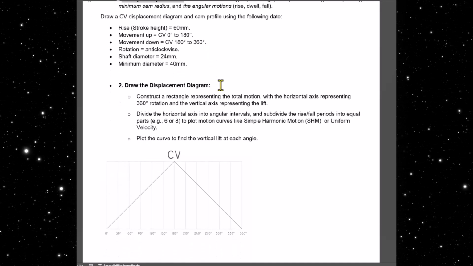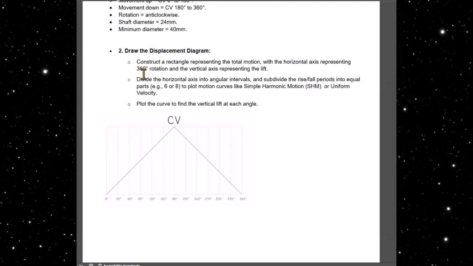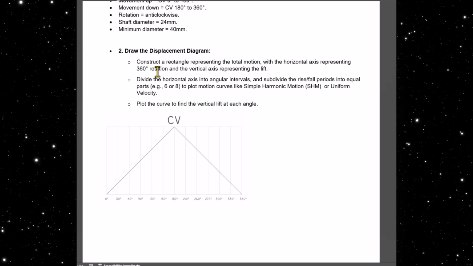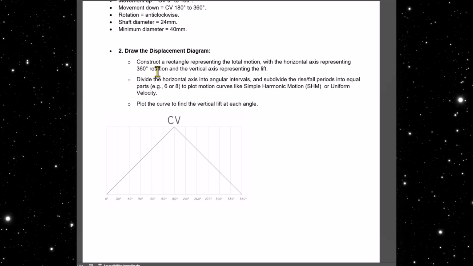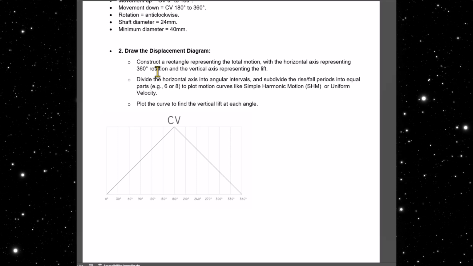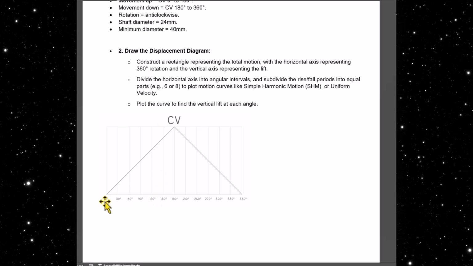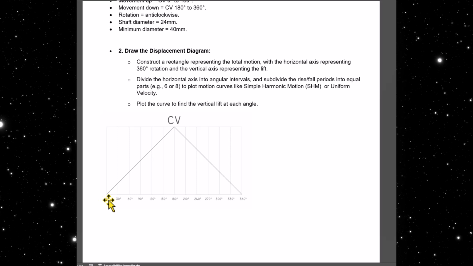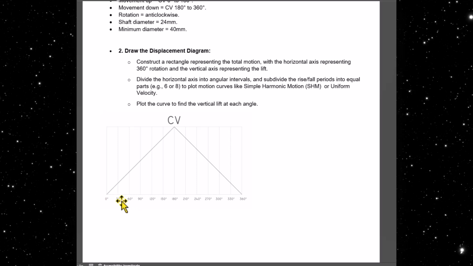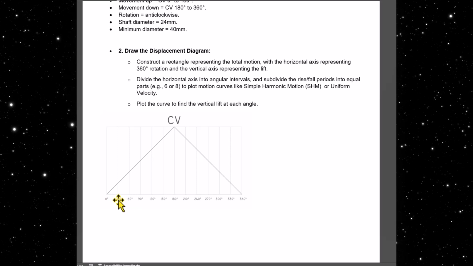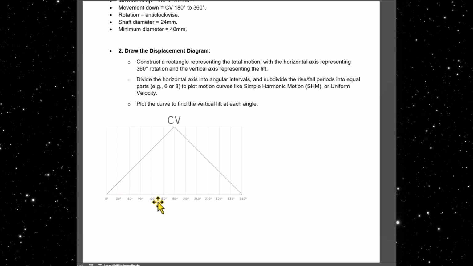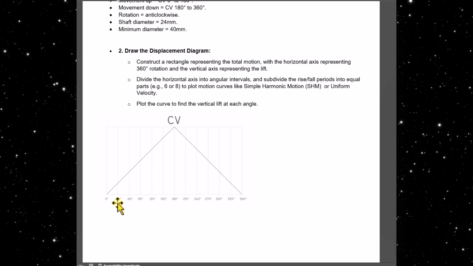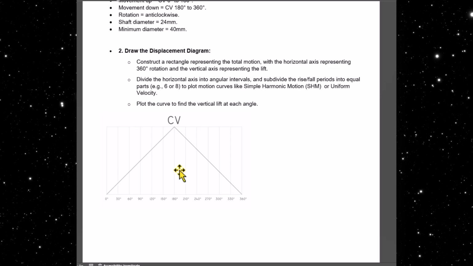Now, the first thing you do in every question is draw your displacement diagram. We usually draw it in the left-hand top corner, or left-hand from your cam. You construct from 0 degrees to 360 degrees. You can use 10 millimeters, you can use 15 millimeters in between, but for each 30 degrees, you must have an interval.